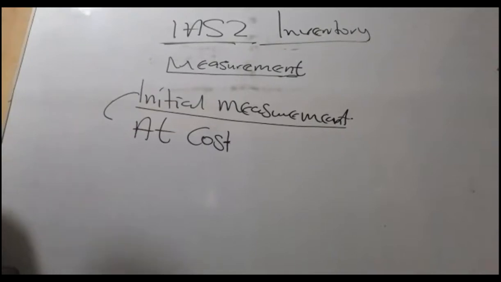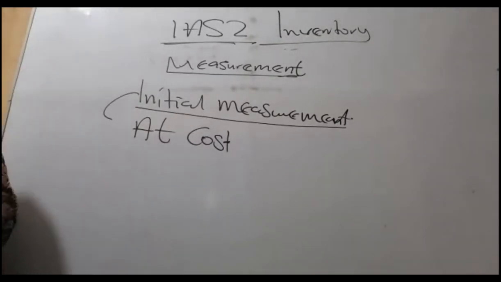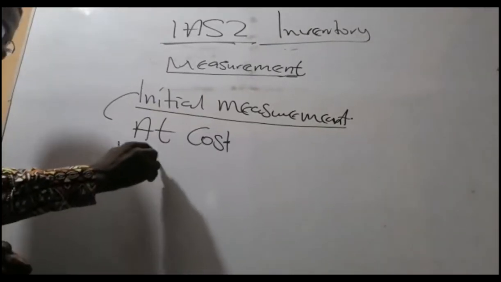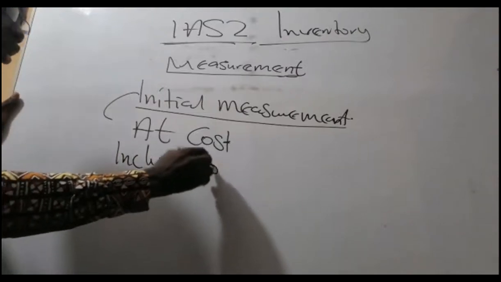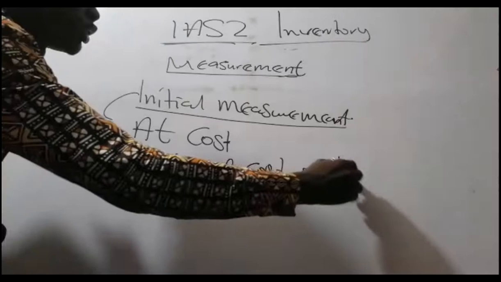Now let's look at the composition of the cost. It includes some costs and excludes some costs. So let's look at the inclusions in the cost of inventory.